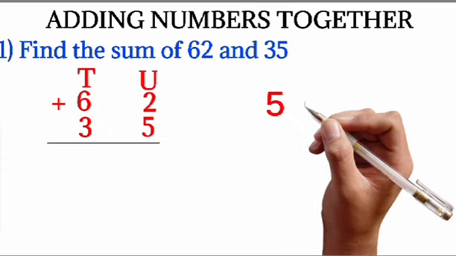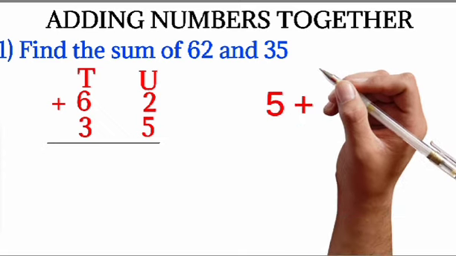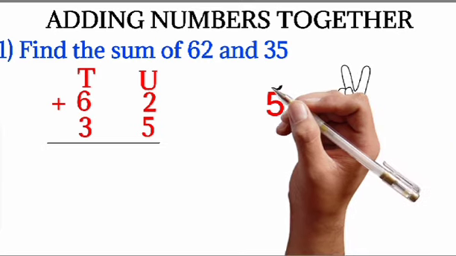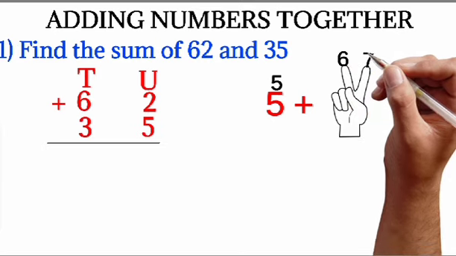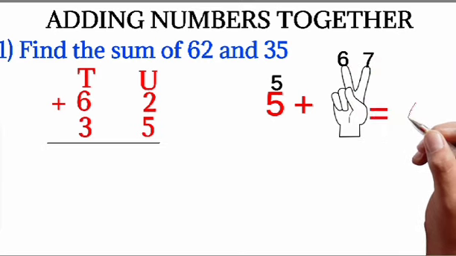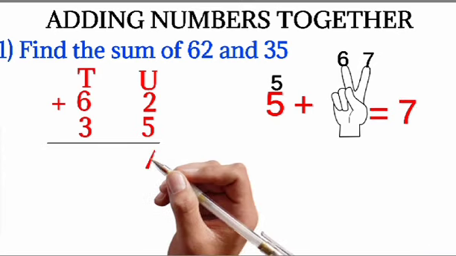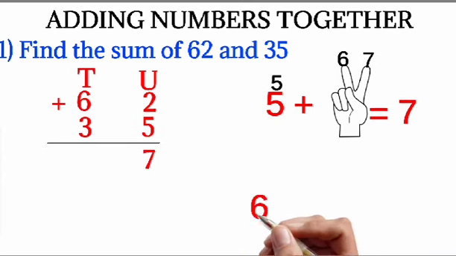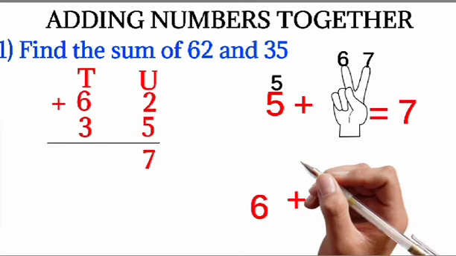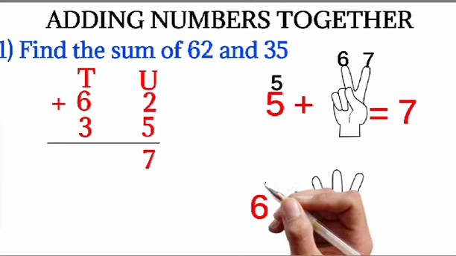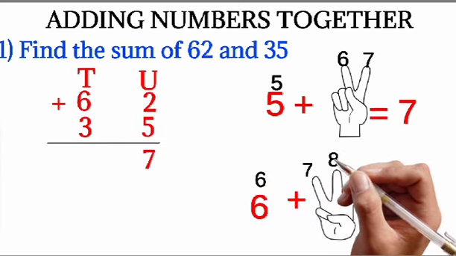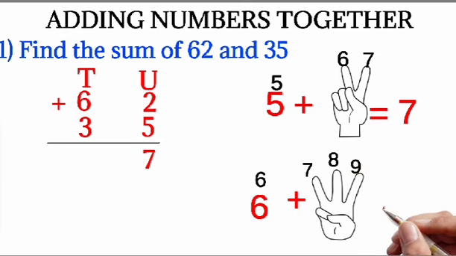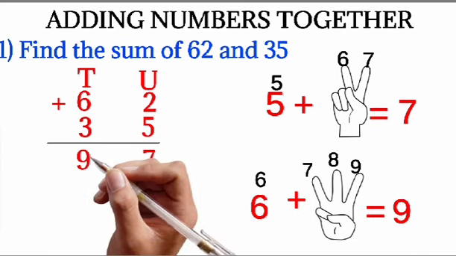Now please note, the bigger number is always in your head. So we have 5 in my head, 2 on my fingers. 5, 6, 7. That means we got our answer as 7. The next, 6 in my head, 3 on my fingers. 6, 7, 8, 9, which gives us an answer of 9. So we're going to write the 9 under the tens.